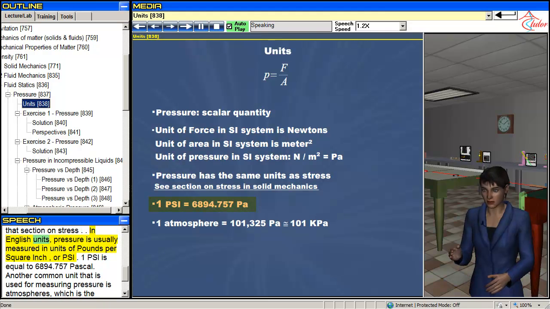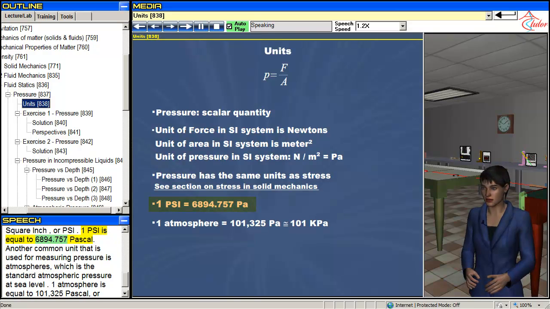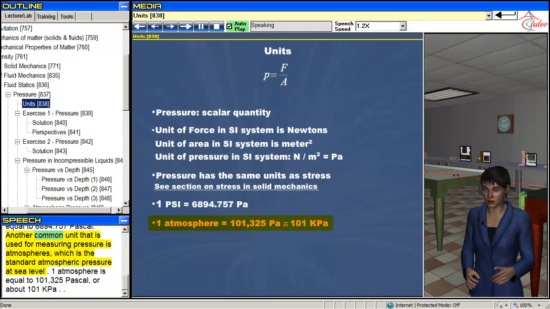In English units, pressure is usually measured in units of pounds per square inch, or PSI. 1 PSI is equal to 6,894.757 Pascal. Another common unit that is used for measuring pressure is atmospheres, which is the standard atmospheric pressure at sea level. 1 atmosphere is equal to 101,325 Pascal, or about 101 kilopascal.